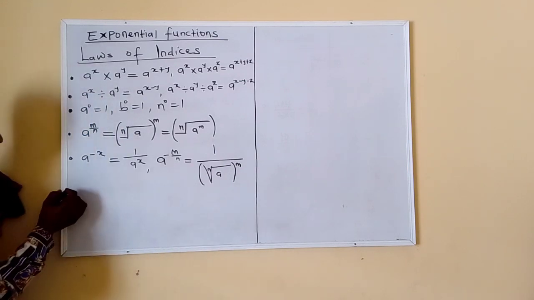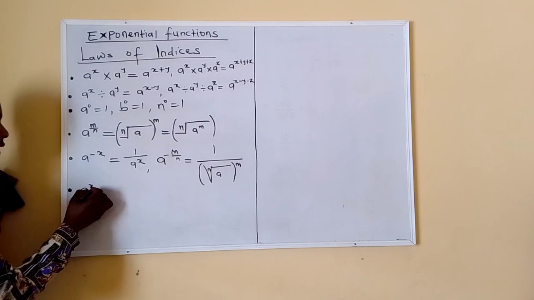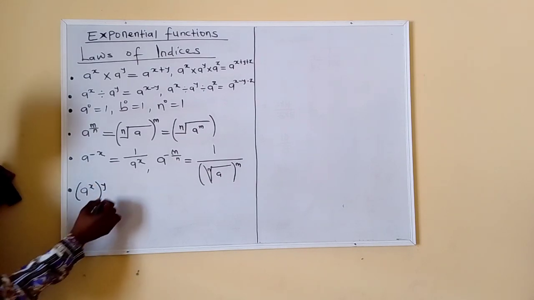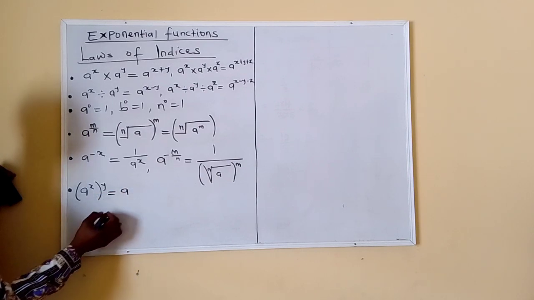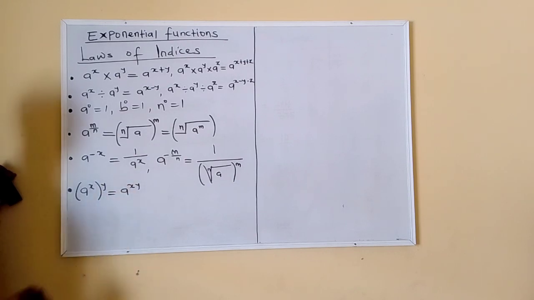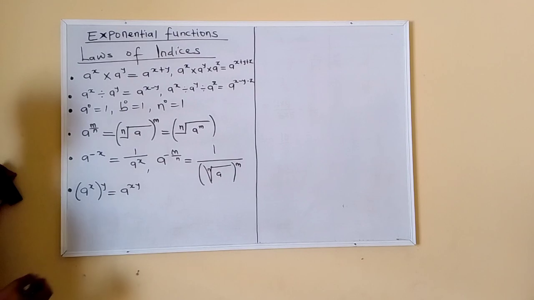There are other simple expressions or laws we need to know. For example, if you have a raised to the power of x, all raised to the power of y, this will be equal to a raised to the power of xy. The two powers will multiply out. So those are the laws we need to know, laws of indices.